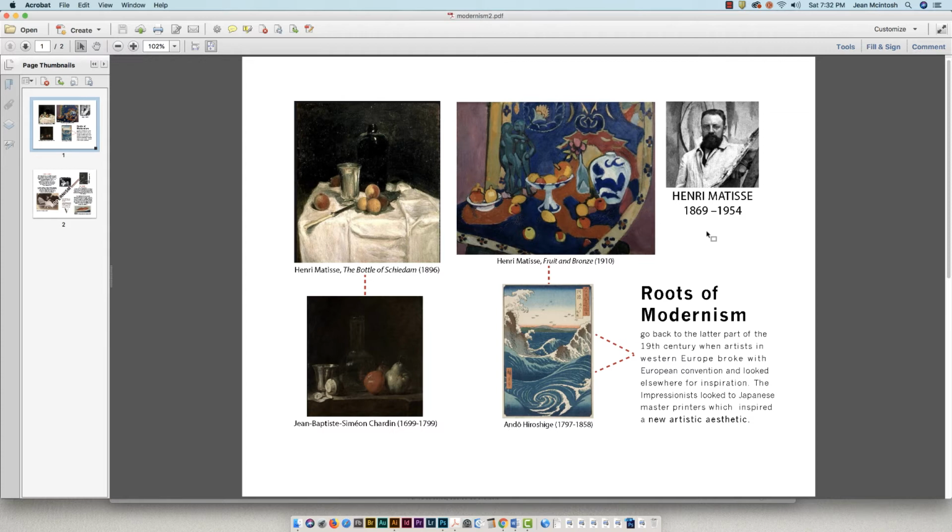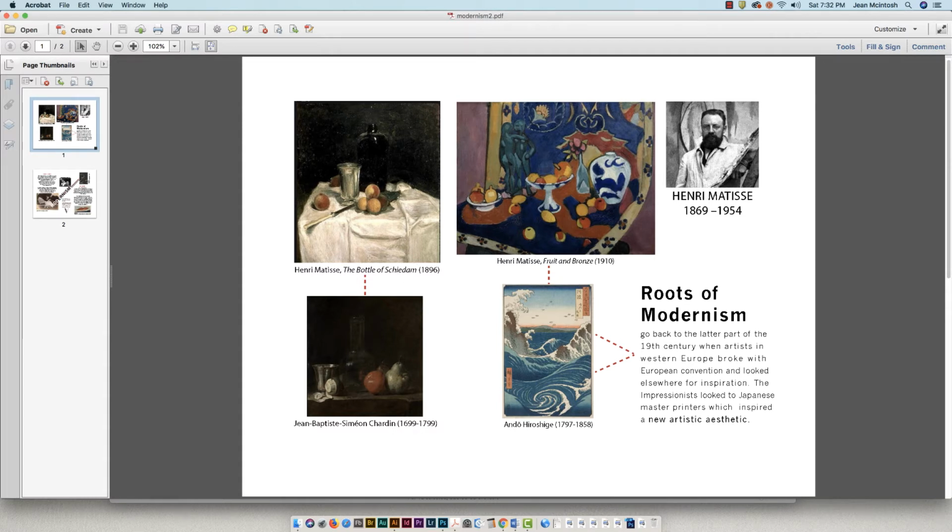So one of the things I found out was that the roots of modernism go back to the latter part of the 19th century. And Henri Matisse, the French artist who lived from 1869 to 1954, his life seems to support this idea I have about modernism starting in the late 19th century. So I found a painting that he did in 1896, when he was 27 years old. He was probably still studying painting at this point, or learning how to paint at this time.